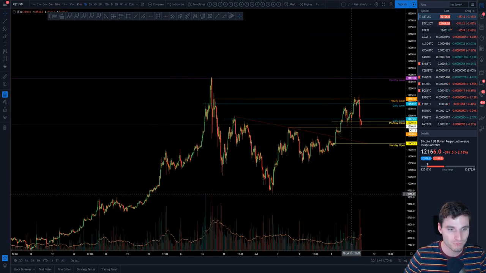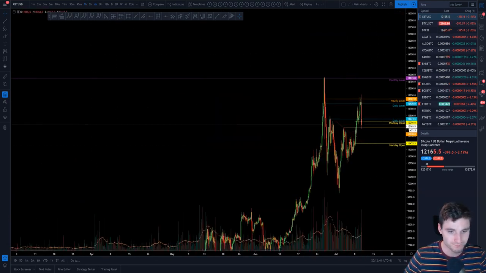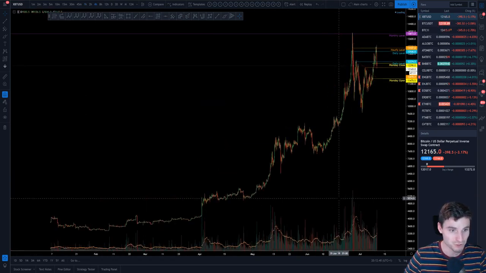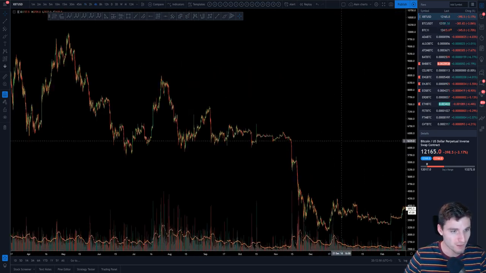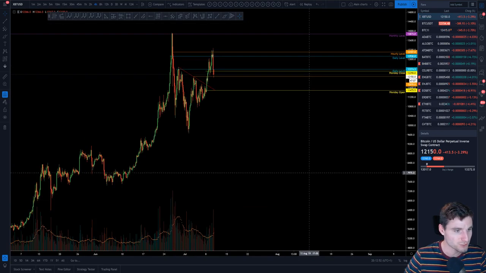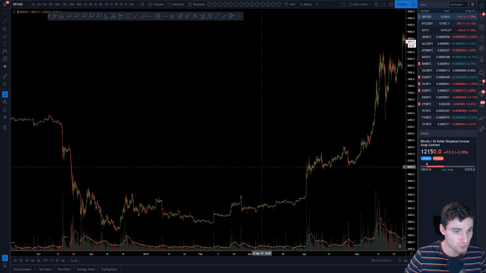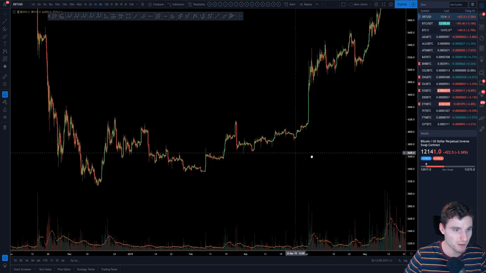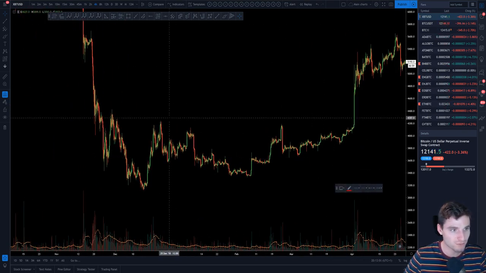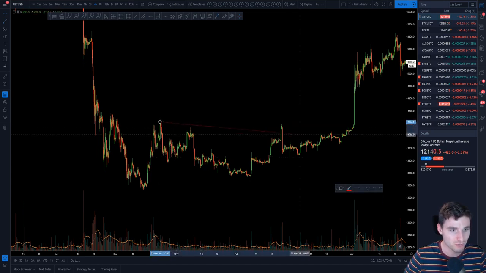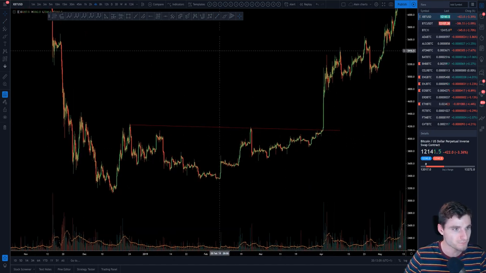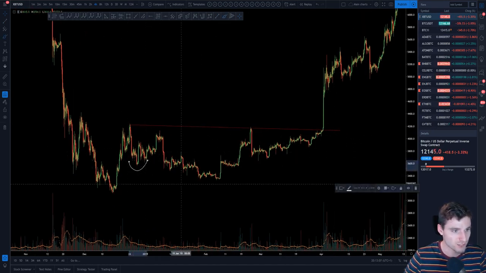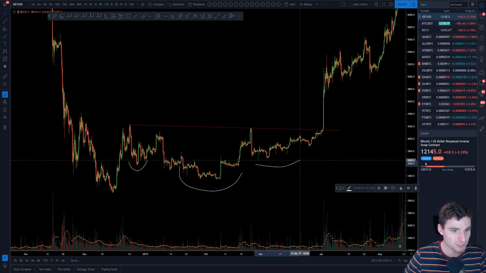For an example of a volume profile that was right, this is one that I posted many months ago, on Twitter or YouTube, wherever I posted it. I think I made a whole video about it, a bottoming inverse head and shoulders pattern. Here we had an actual real inverse head and shoulders, and there is your left shoulder, your head, and your right shoulder.